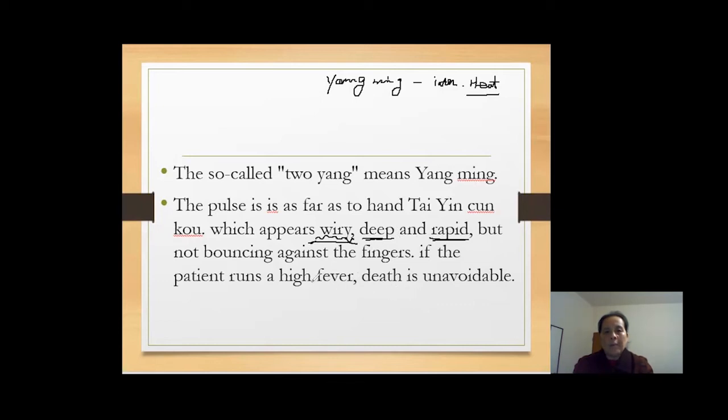So that's basically it. So the pulse is deeper and rapid. Usually we're talking about the internal heat condition. When the pulse is rapid in there, it will be pretty strong. Thus we use the words "bunching against the fingers," which means a pretty strong pulse. If the patient is in the Yangming state, the pulse is deeper and rapid, but not bunching against the finger, it means not that strong.